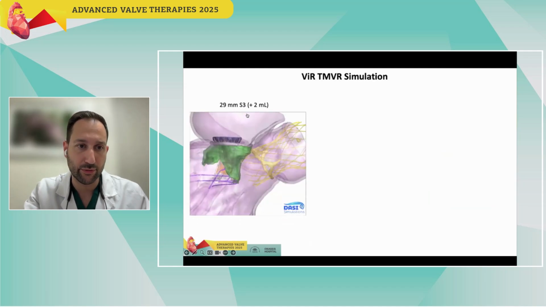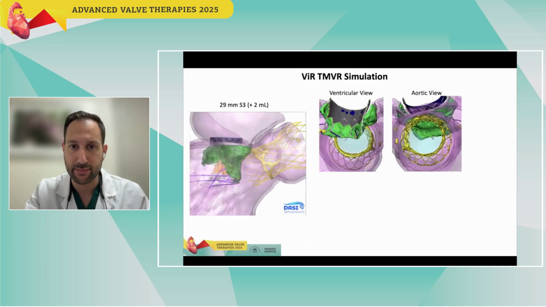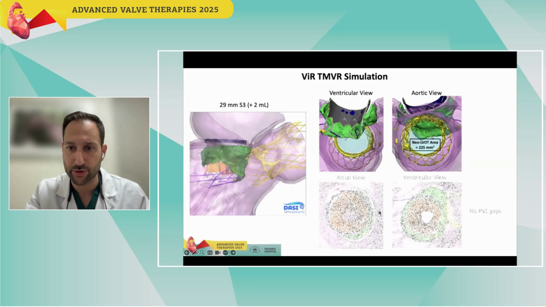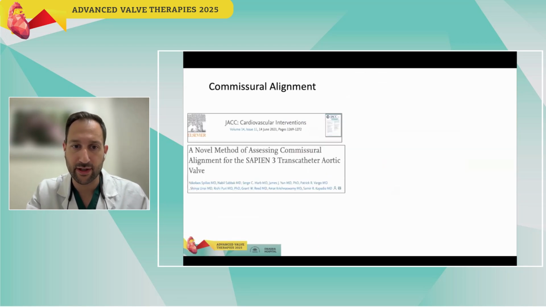And with the simulation of a 29 S3 plus 2 mLs, you can estimate the risk for LVOT obstruction. Here, the neo-LVOT area is 225. You can see the anterior leaflet from the aortic view, not obstructing, and there is no PVL, no gap.